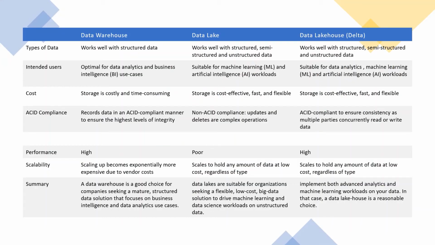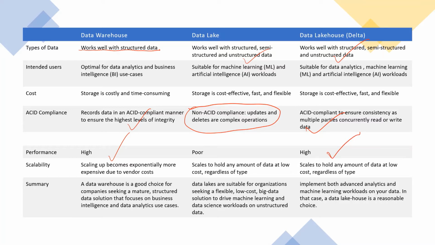If you see the difference between these three systems, the major point is that the data lake is non-ACID compliant. Update and delete are complex operations. And these two, the warehouse and lakehouse, are ACID compliant, right? In the same way, from the type of data, the data warehouse contains just structured data. A data lake has all three kinds: structured, semi-structured and unstructured data. A data lakehouse also contains all three kinds of data, right? If you see the performance, the data warehouse is high performance. Same way, the data lakehouse is high performance.